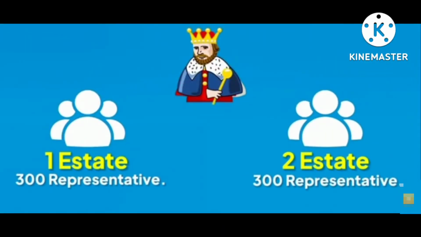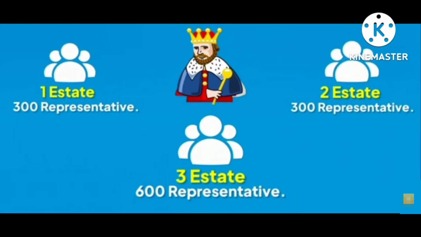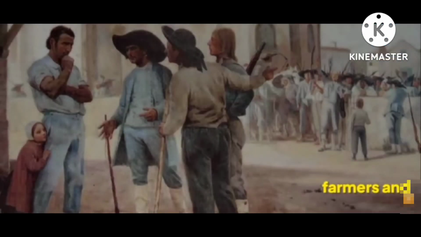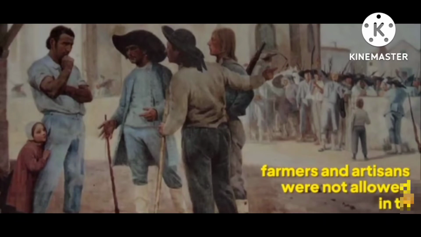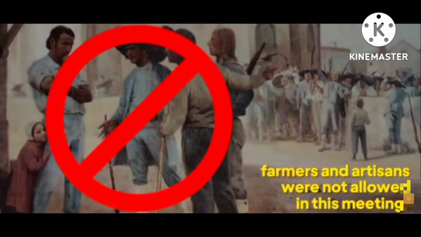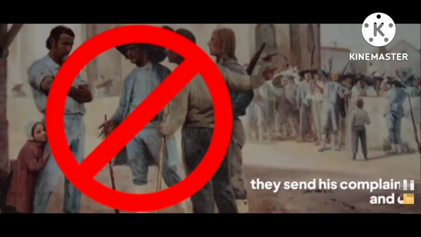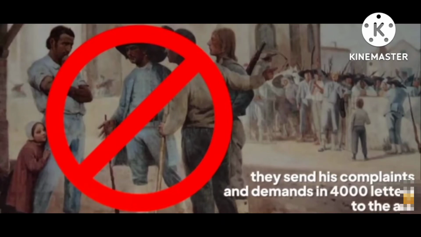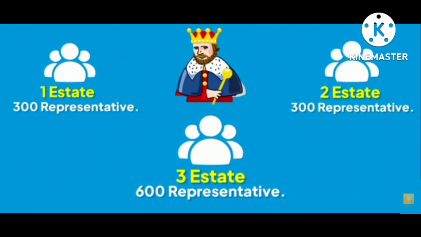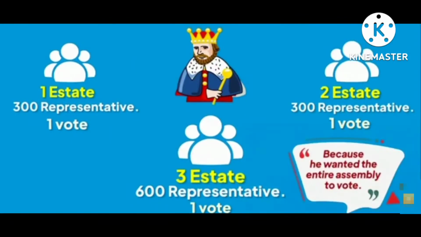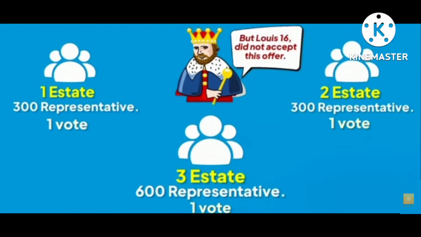In this meeting, the first and second state people had 300 representatives, but the third state had 600, in which the farmers and artisans were not allowed to enter. So they sent their complaints and demands in 4,000 letters to the assembly. Till now, each state had one vote, but the third state people demanded equal rights for each person, meaning one vote for one person. But the king did not accept this offer.